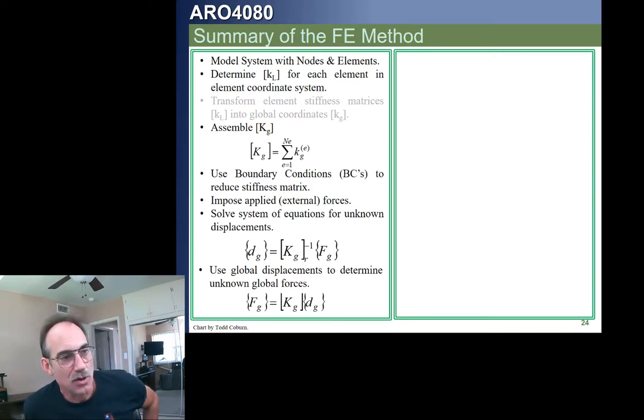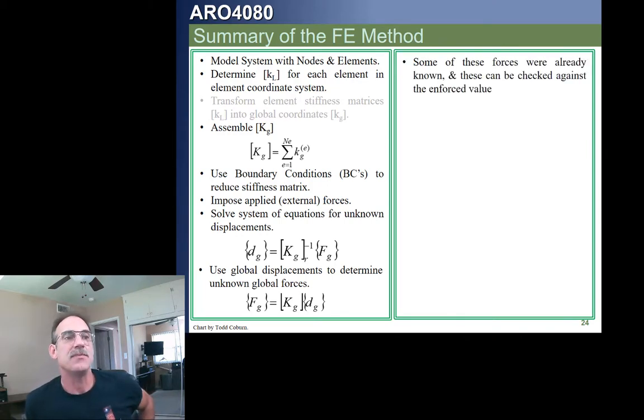And then we're going to use those displacements with the other displacements that we already knew and just multiply by our global stiffness matrix again to get any global forces that we didn't have. Once we have those forces, we're going to check any ones that we already knew, make sure they didn't change, otherwise something's wrong.